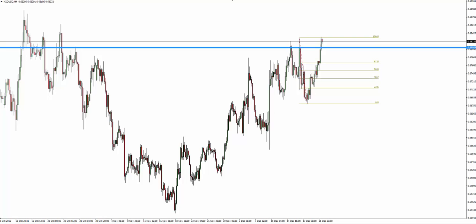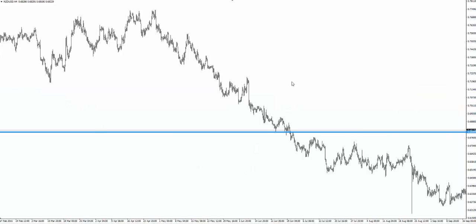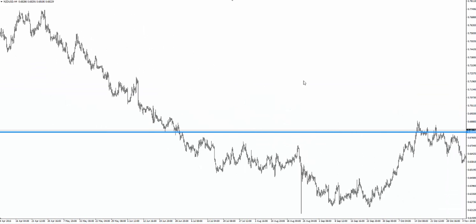Okay, so today we're going to be taking a look at the 4-hour chart of the New Zealand dollar. Always start your analysis by zooming out so you get a better idea of the different structures and areas on the chart where there may be some traders that are trapped. This pair, as you can see, has been in a long-term downtrend.